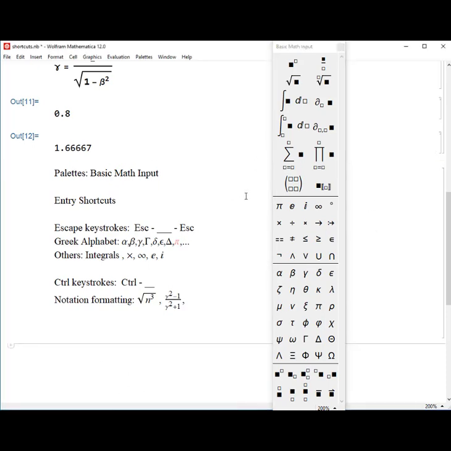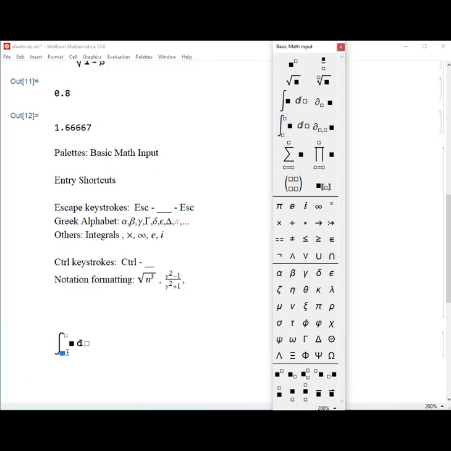So let me come down here and just show that if I want to do an integral, this is what it's going to give me, and then I fill in the boxes for the lower limit, upper limit, the integrand, and the differential. All those boxes are there. I just fill them in in order to make the integral command.